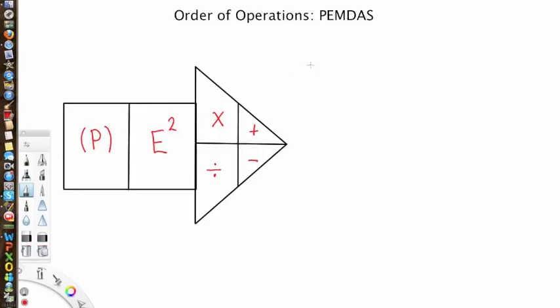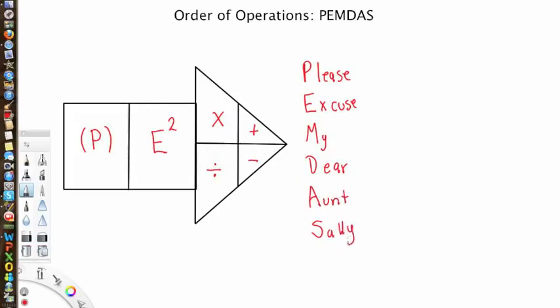Okay, now I think you're familiar with this mnemonic device we have for order of operations. We take P, E, M, D, A, and S. And to help us remember parentheses, exponents, multiplication, division, addition, and subtraction, we just have a little mnemonic device. We'll say, please excuse my dear Aunt Sally.